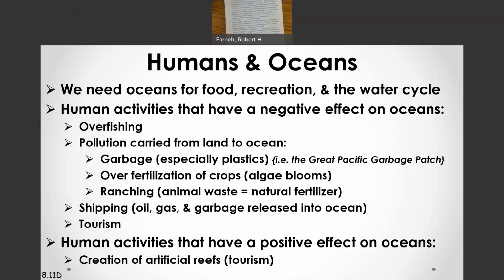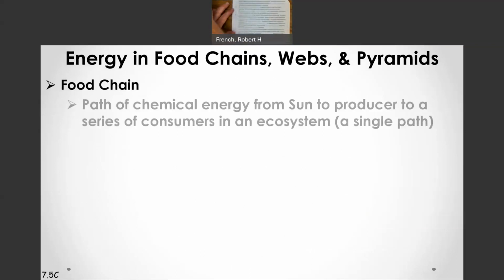Humans help restore ocean ecosystems through the creation of artificial reefs. There's actually some debate in the scientific community about how beneficial artificial reefs are. It's like when you take an old boat or a big ship and you sink it, and the idea is that fish are going to live on it, but it doesn't always work exactly like humans want it to. So the science is still in debate about the usefulness of artificial reefs. At least from what I can tell, it appears to still be in debate.